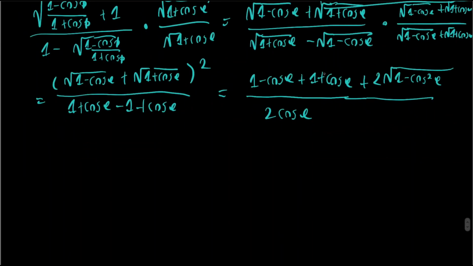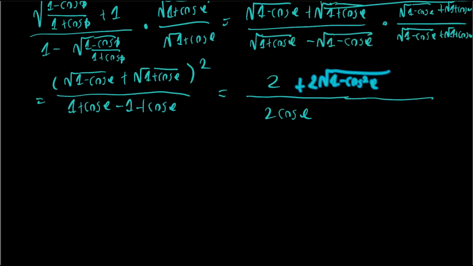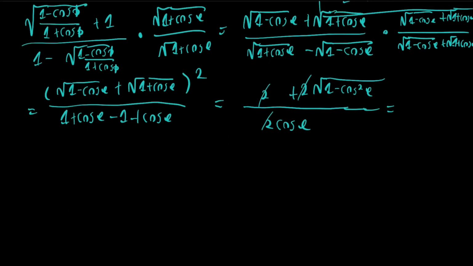And well, here on the other hand we can cancel the cosine, and we get 2 plus 2 times the square root of 1 minus the cosine squared of phi. But this is precisely a sine squared of phi, and so what we get here is the 2 cancel out. Now this becomes just 1 plus sine phi over cosine phi, which is just secant phi plus tangent of phi.